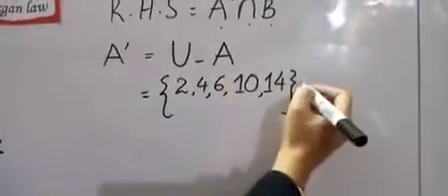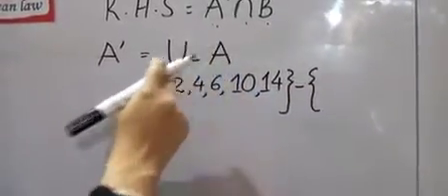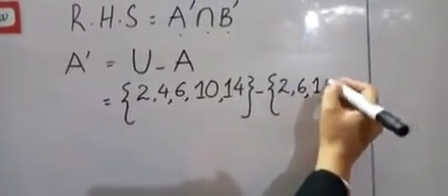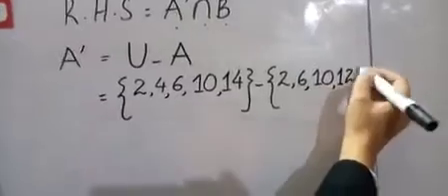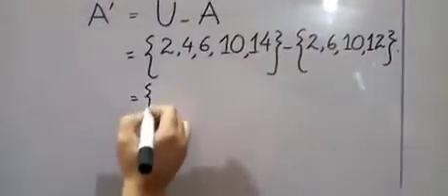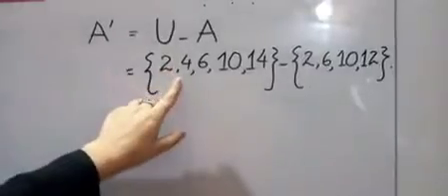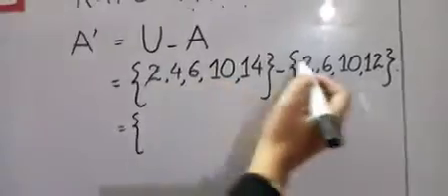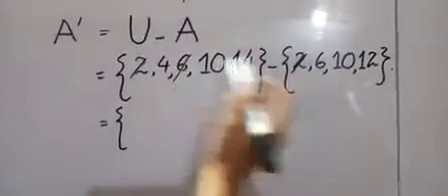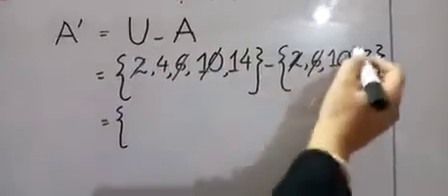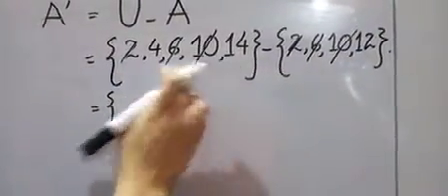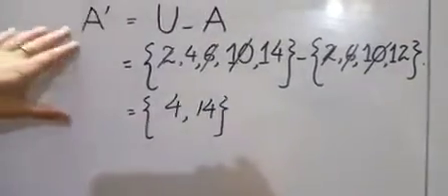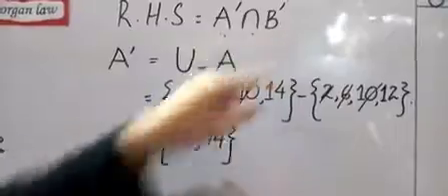Then we will use this symbol. Then values of A: 2, 6, 10, 12 and bracket close. So students, values of set U should not be in set A. So 2 and 2 we will not write. 6 and 6 we will not write. 10, 10 and what are the remaining values? 4 and 14. Now after this we will solve B complement.